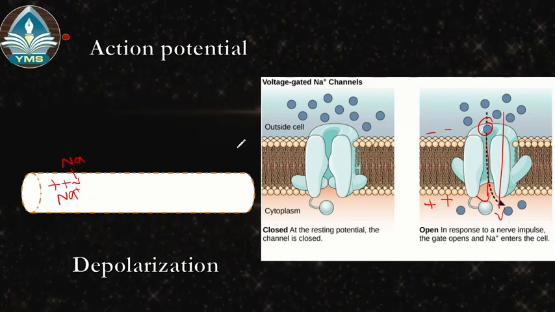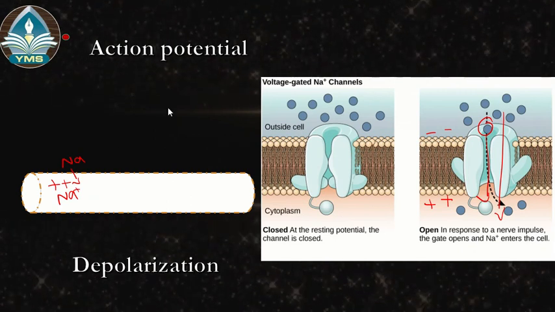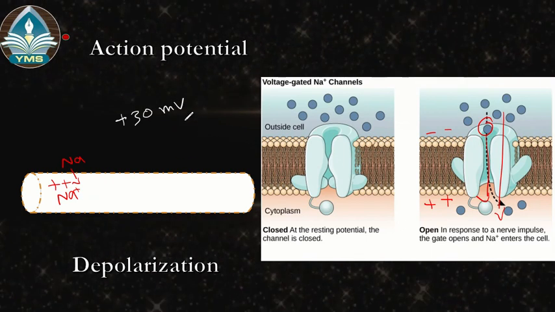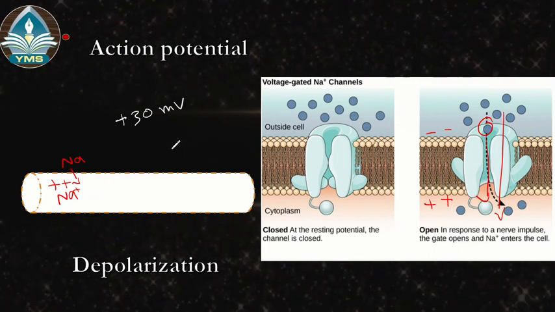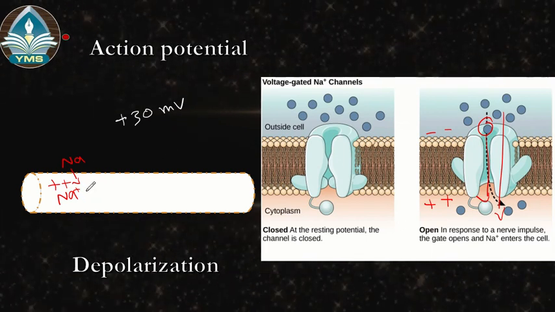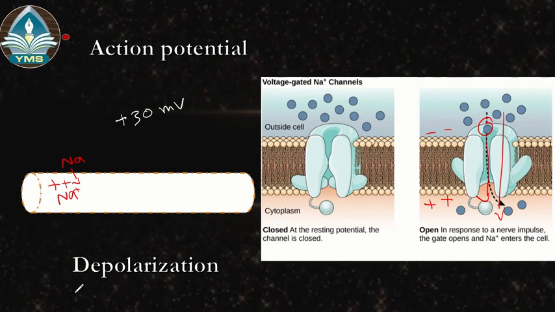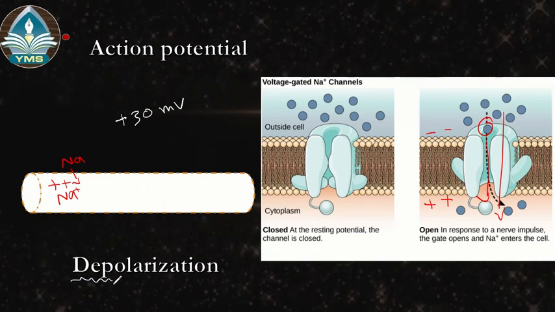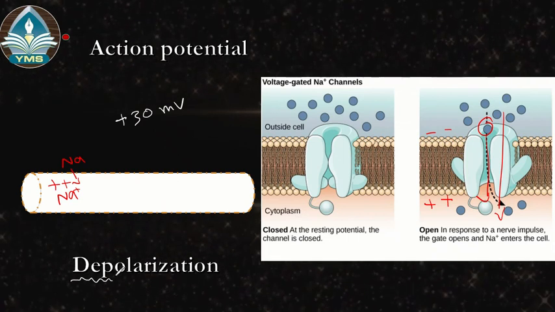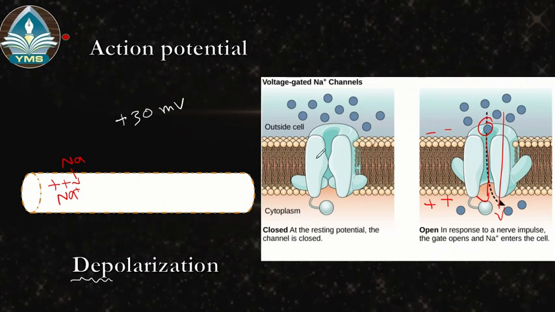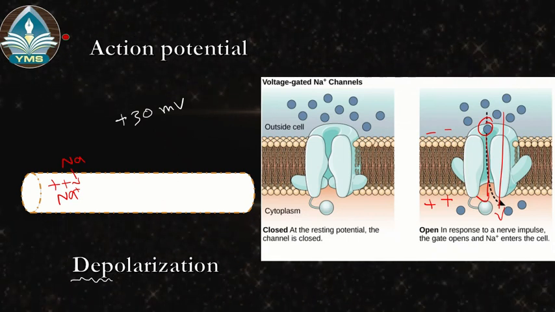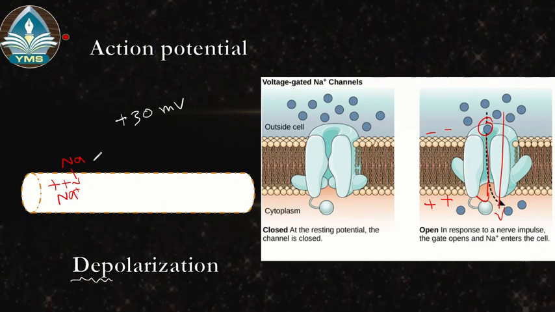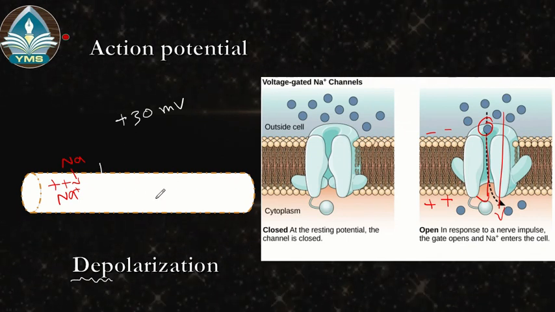So it will be positive 30 millivolts. Why does it change to positive 30 millivolts? Because sodium will diffuse into the neuron, and this state we call depolarization. So depolarization, when sodium diffuses into the neuron, is what we call this state. What causes depolarization is the diffusion of sodium into the neuron.